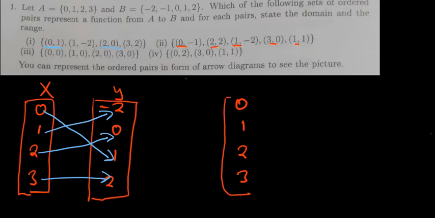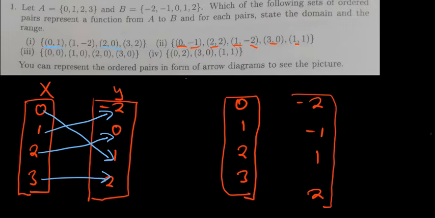At the same time, that is my domain. So you represent the domain the way I presented the first one. For the y values, we start with -2, -1. What else? Do I have 1? Yes, I have 1, then 2.